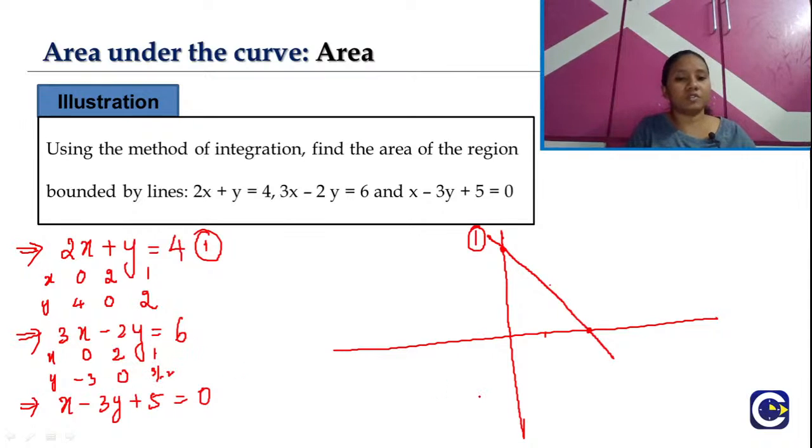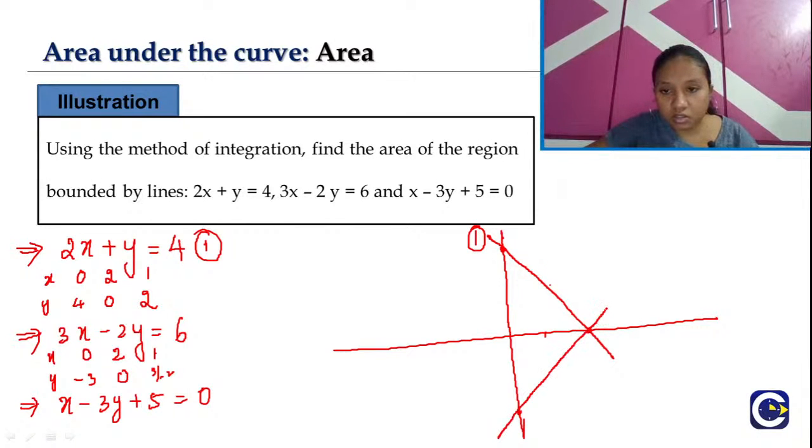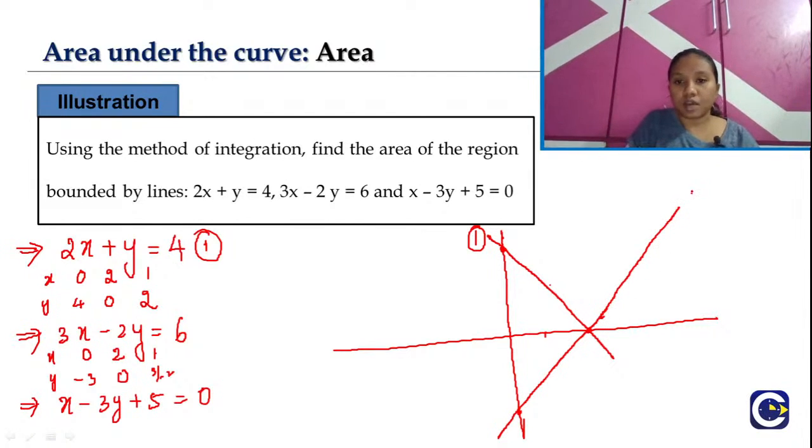Okay, 2 points will be enough. So x is 0 and y will be minus 3, somewhere here we can take. And x is 2 and y is 0. This is again the intersection point, we can say. So this line will be going something like this. This is our plot of equation 2. This is the intersection point, x = 2 and y = 0.